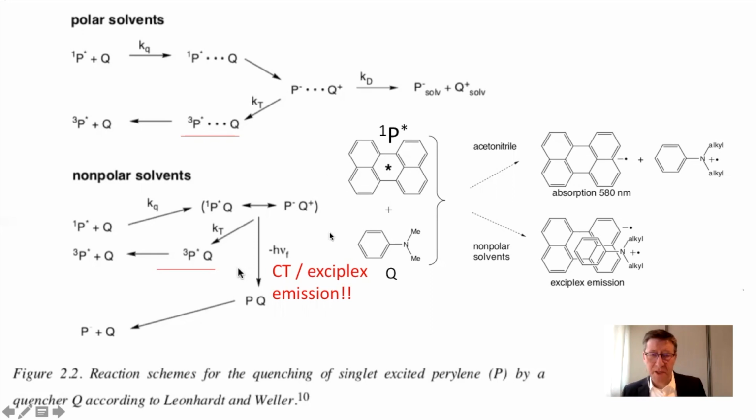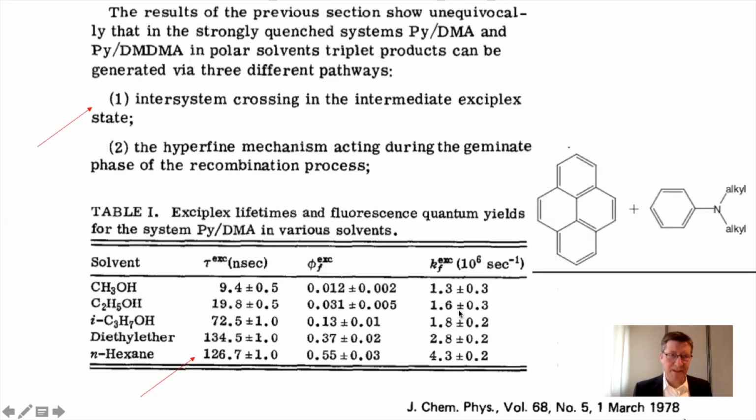So that's quite special. And in non-polar solvents, you see that there's a resonance structure between the excited state and the charge transfer state, because they are, of course, more close, so there can be more interaction. But also here, this state can form a triplet, which is quite interesting. But importantly, it shows this charge transfer emission, this exciplex emission. In the perylene dimethyl aniline system, this is all early work, but they already stated that in this exciplex type state, you can have intersystem crossing.